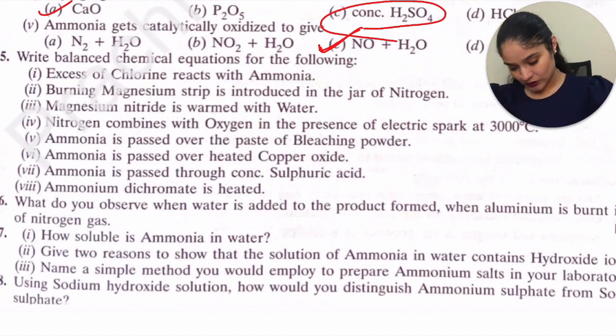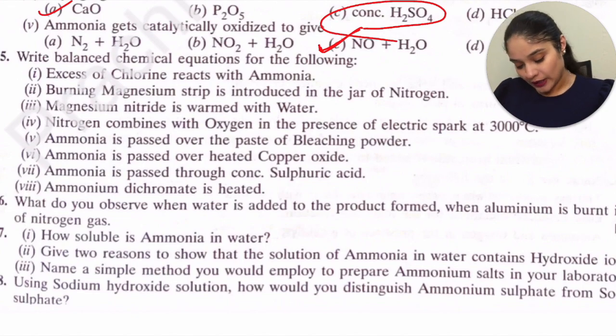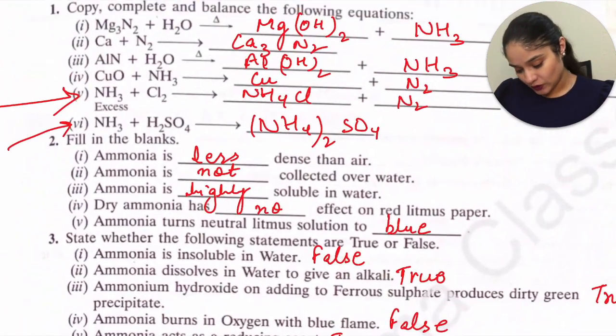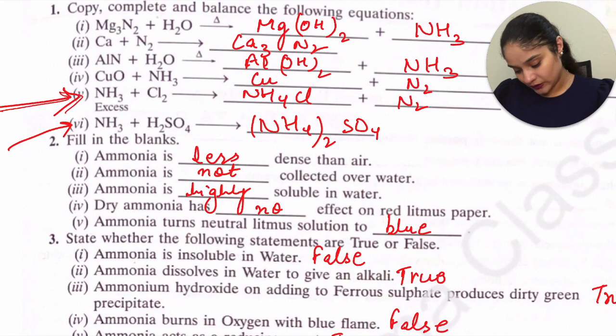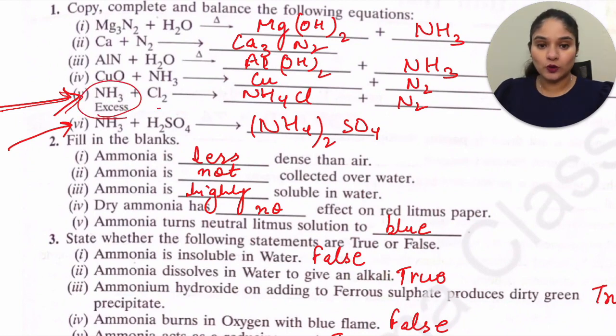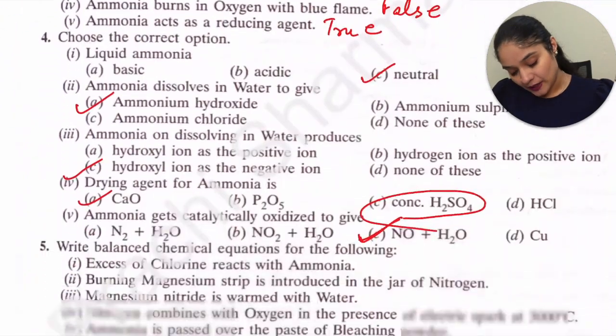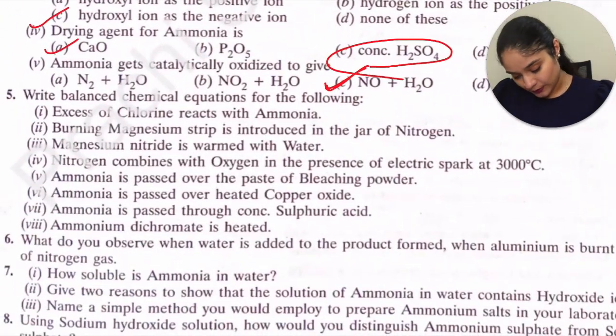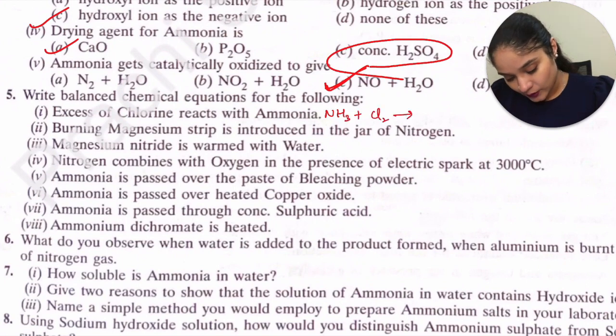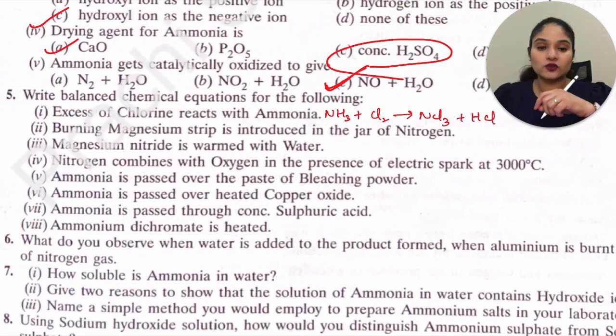The first question says that you have excess of chlorine that reacts with ammonia. If you remember question 1, we had a part which said ammonia is reacting in excess with chlorine. In that case you got ammonium chloride plus nitrogen gas. Now in this case you have excess of chlorine. So NH3 plus chlorine will give you NCl3 plus HCl. That extra H will give you hydrochloric acid.